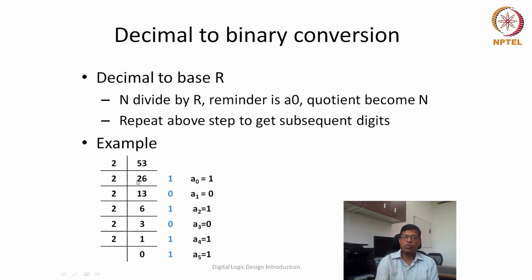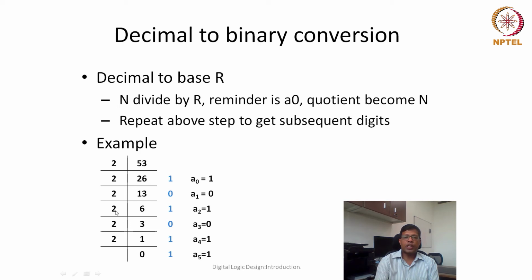This 26 has to be divided again by 2. After division, the new number is 13 and the remainder is 0. Because the remainder is 0, this will become the subsequent bit for our binary number. Now we again divide 13 by 2. The quotient is 6 and the remainder is 1. Because the remainder is 1, this will become the subsequent binary bit.